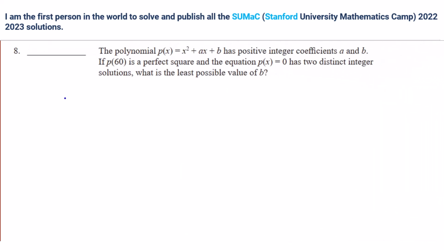Let's consider the roots are R1 and R2, okay? And R1 and R2 are integers, right? And they are different, right?